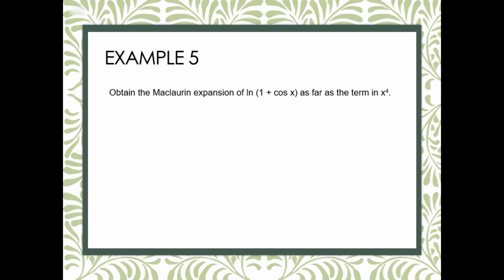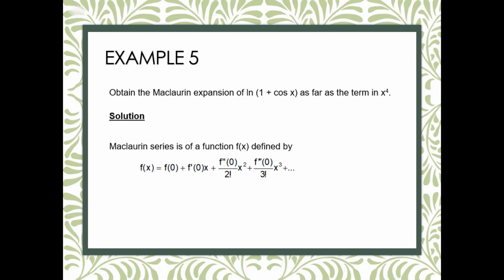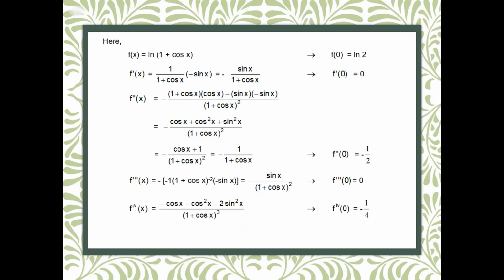Refer to example 5. You need to obtain the Maclaurin's expansion of ln(1 + cos x) as far as the term in x to the power of 4. Before applying the Maclaurin's formula, you need to differentiate the given function 4 times. For this example, you need to differentiate the whole function. Make sure you differentiate correctly.